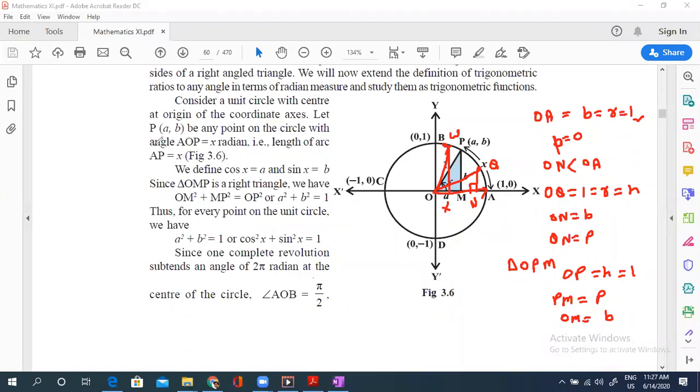Got this? Now think about what will happen to sine theta and cos theta. What will happen to sine theta and cos theta when the point moves from point A to point B? Just think about it. Means sine theta will increase or decrease, or cos theta will increase or decrease? Just think about it.